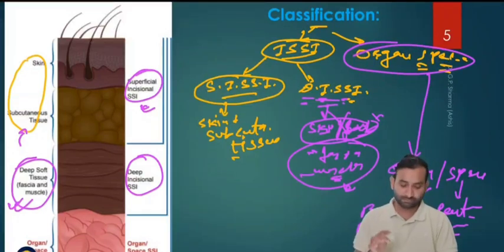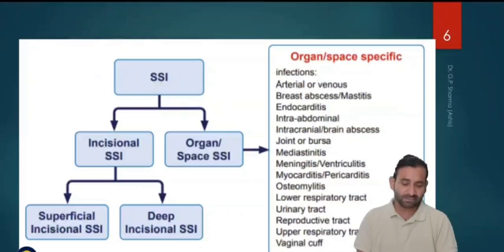Hope you understand, right? So here we have the same classification. SSI has incisional and then the organ space, right? Incisional has superficial and deeper. Organ space has multiple infections, right? Arterial, venous, breast abscess, mastitis, endocarditis, right? Intra-abdominal infections and abscesses, right? So these multiple, and similarly osteomyelitis as well, right? So these are the organ spaces.